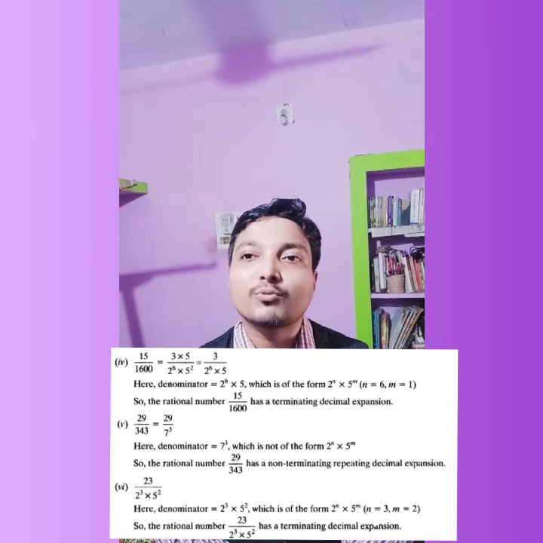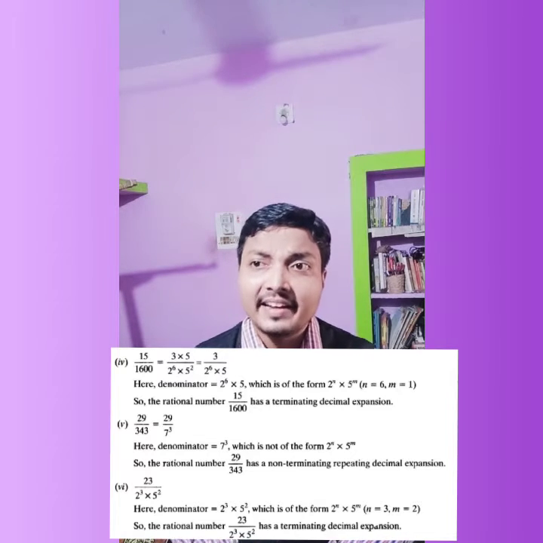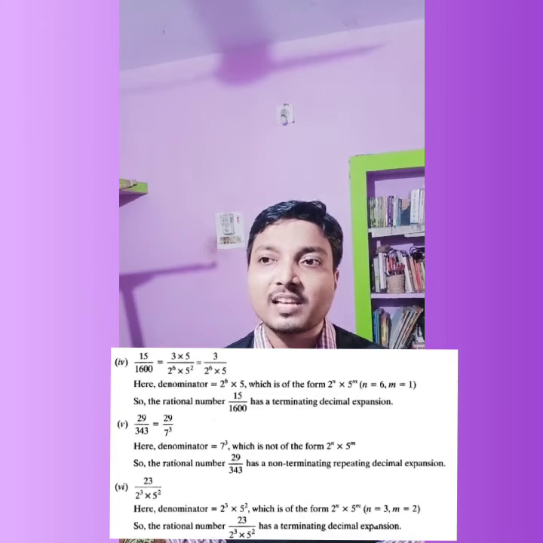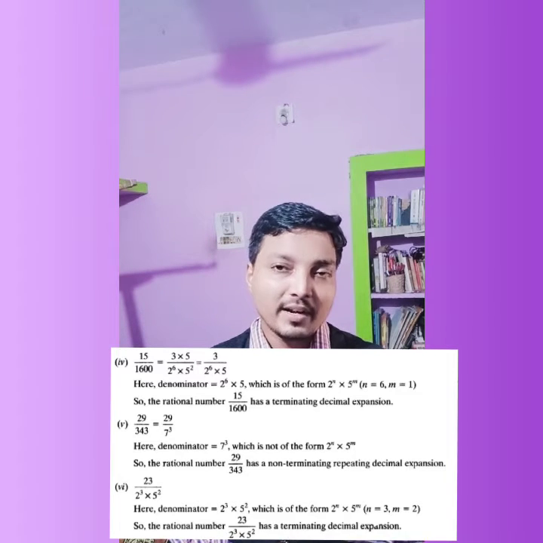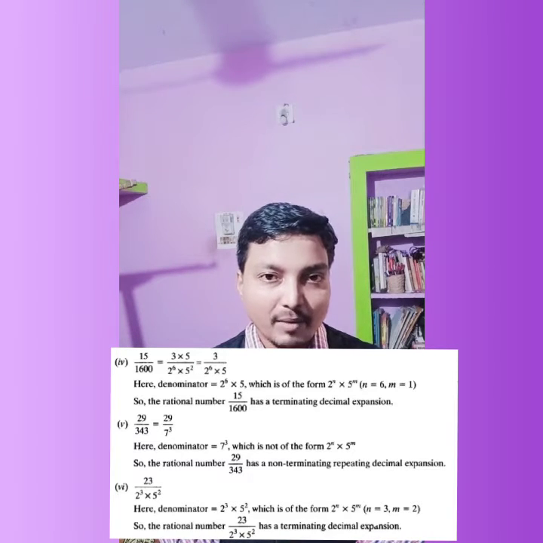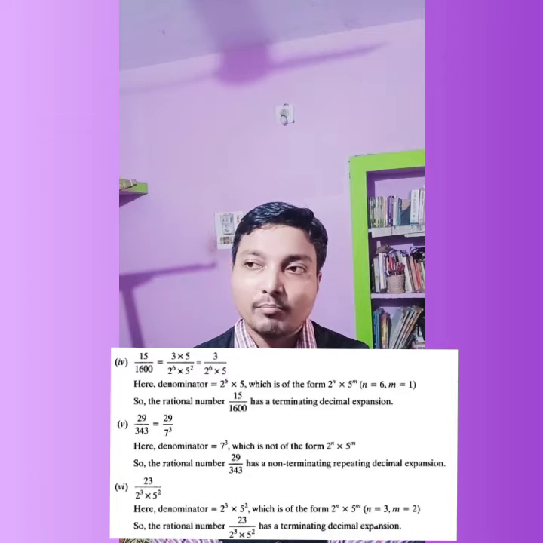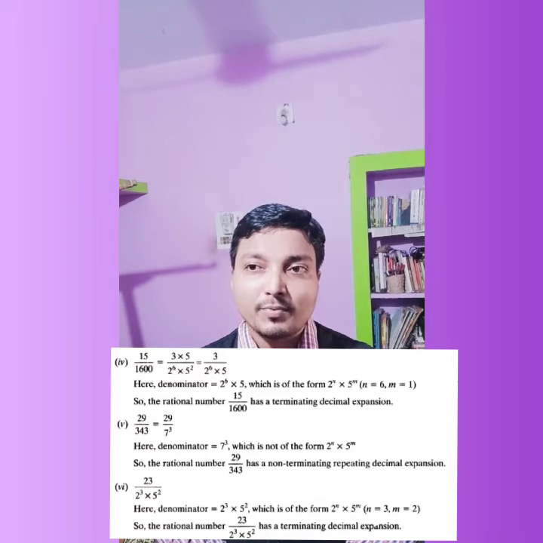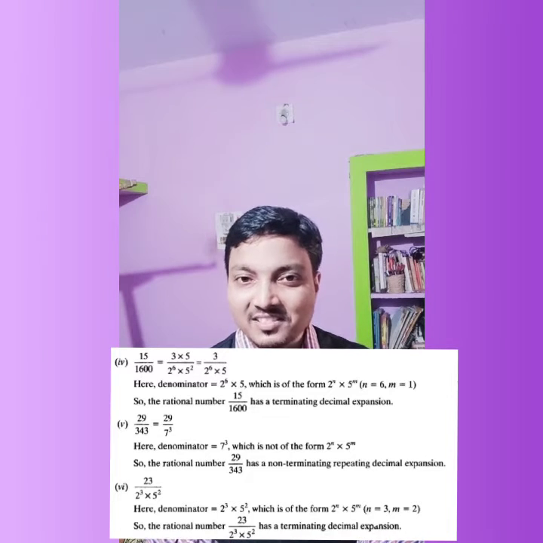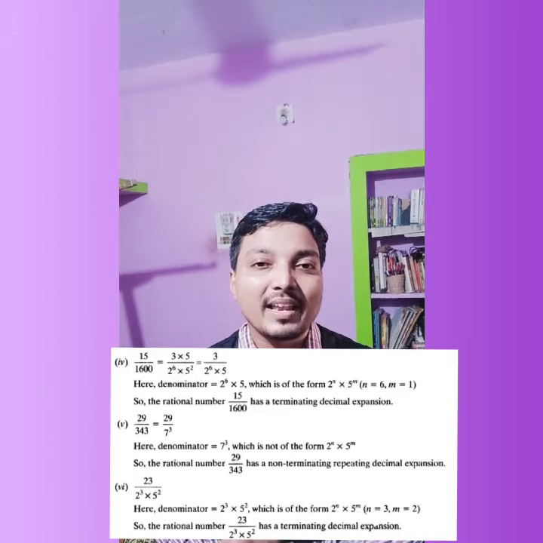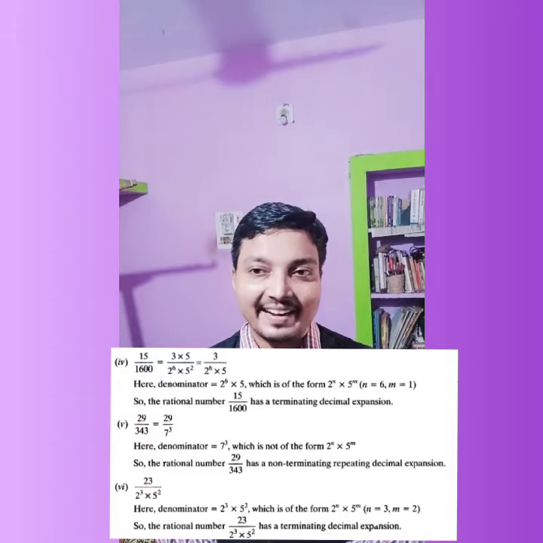Next question, it is 29 divided by 343. In 29 divided by 343, the denominator can be factorized as 7 cube, and numerator and denominator are both co-prime. It is clearly seen that the denominator is a power of 7, but it cannot be written in the form of 2 to the power m into 5 to the power n. So as the denominator cannot be expressed in the form of 2 to the power m into 5 to the power n, the rational number will give a decimal expansion which is non-terminating and recurring.